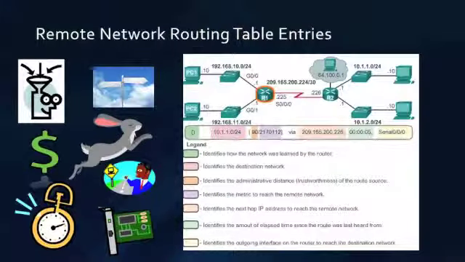A remote network routing table shows information about the connection with remote routers, like the route source that identifies how the route was learned, destination network, administrative distance that is the trustworthiness of the route source, the metric, the next hop that is the IP address of the next router to forward the packet, the route timestamp that shows when the route was last heard from, and the outgoing interface that is the exit interface to use to forward a packet toward the final destination.